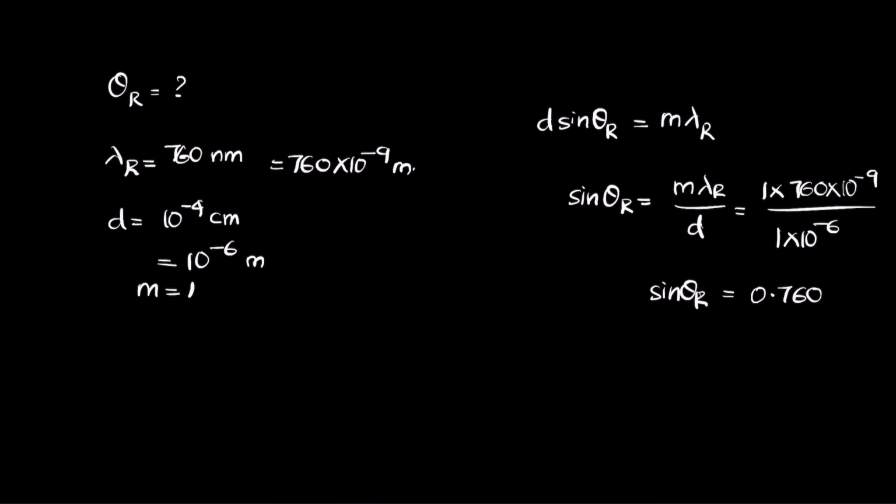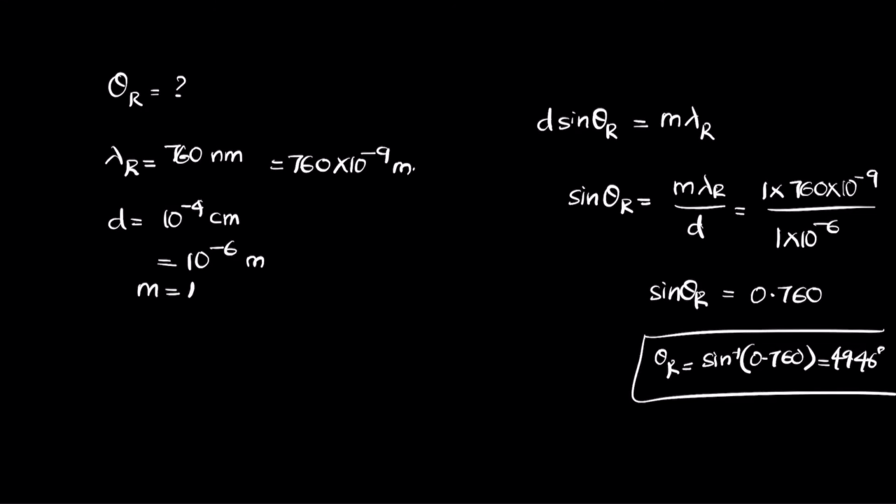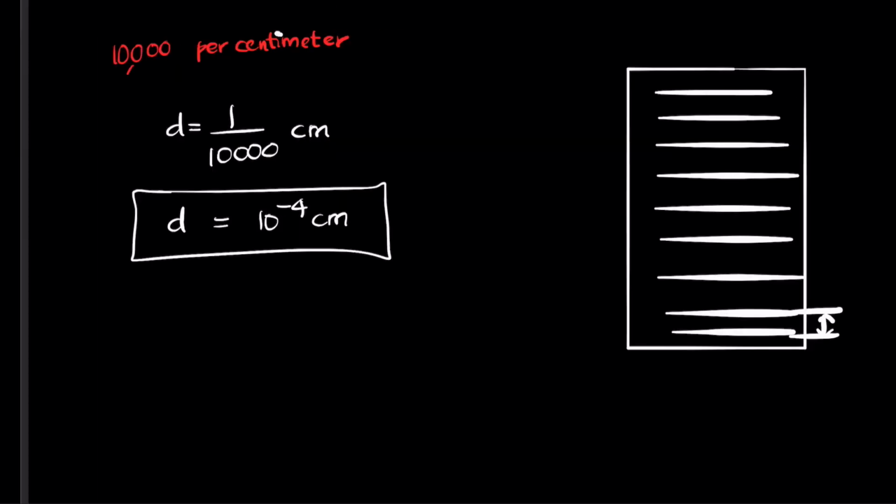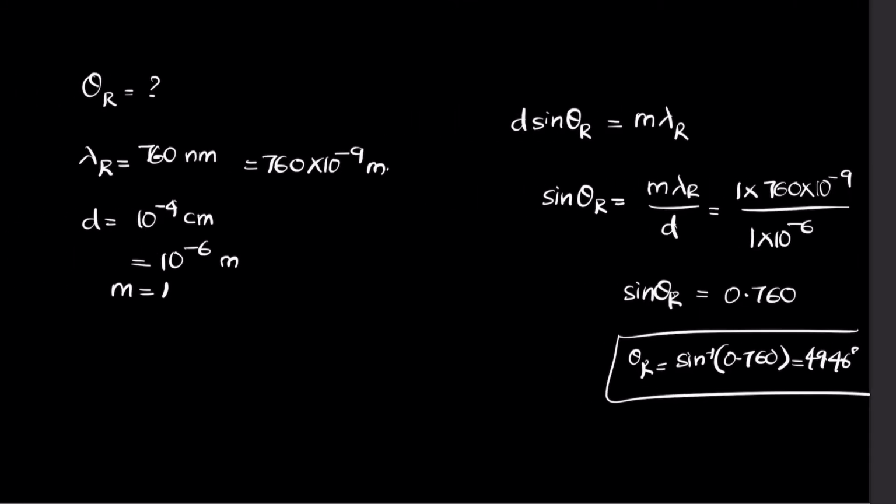Which would give you a value of theta r, which is sine inverse of 0.760, which is 49.46 degrees. So these are the two angles that we have. Now, what have they asked you in the question? So A, they are asking you to first find the angle, so we found the angles. Next they are asking you to find the distance, so we don't need to calculate it, so skip the second part of the problem. You don't need to calculate that specifically, so we are not going to do that part.